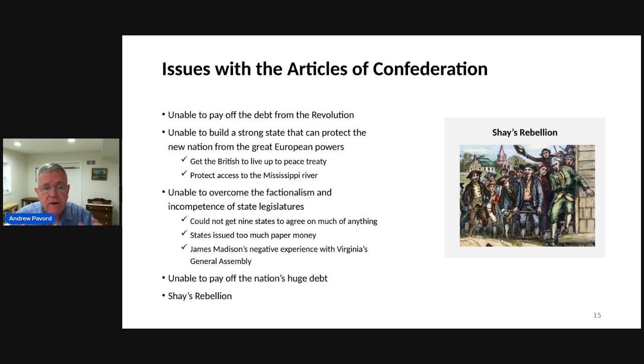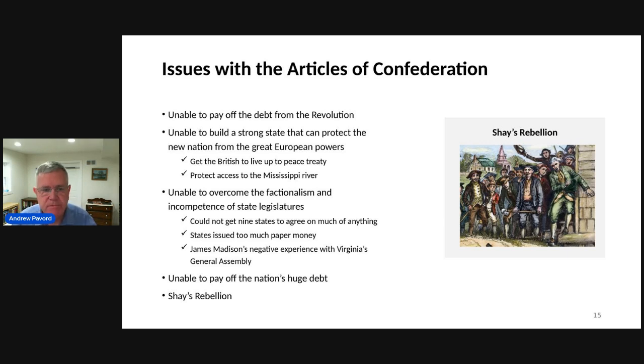First of all, and this is very, very important, it was unable to pay off the debt from the Revolution. This was a big, big deal because remember, from the English fiscal-military state, the key to England's power was the ability to borrow money. And if you're a country that can't borrow money, you can't wage war, and you can't protect your country against the great European powers. So the lack of a strong state that could borrow money and build an army meant that America was getting pushed around by the European powers.